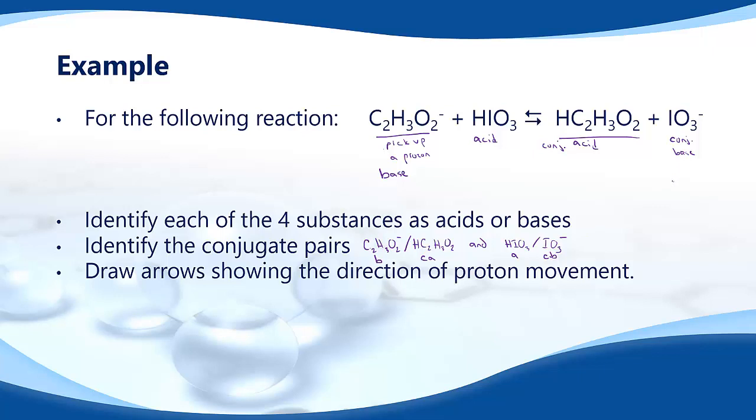And then the last thing we have to do is draw the arrows showing the direction. Well, remember, the hydrogen always goes from acid to base. So my arrow is going to go from the acid to the base, H plus. And on the other side, it's going to go from the acid to the base, H plus. Right, so that's showing where the proton is moving. So this is basically what I'm going to ask you to do in the questions from the book.